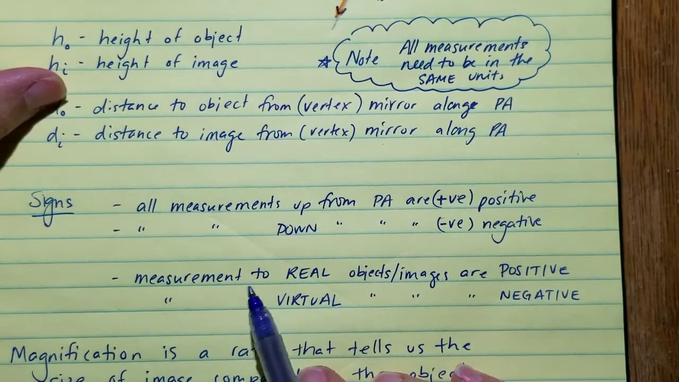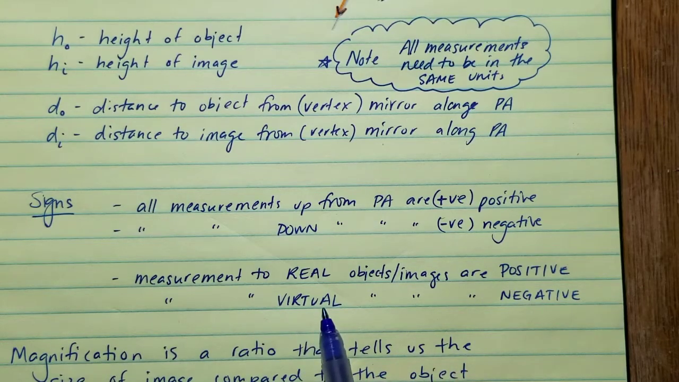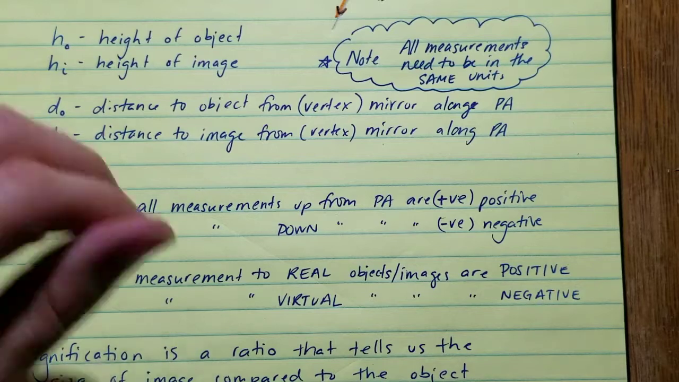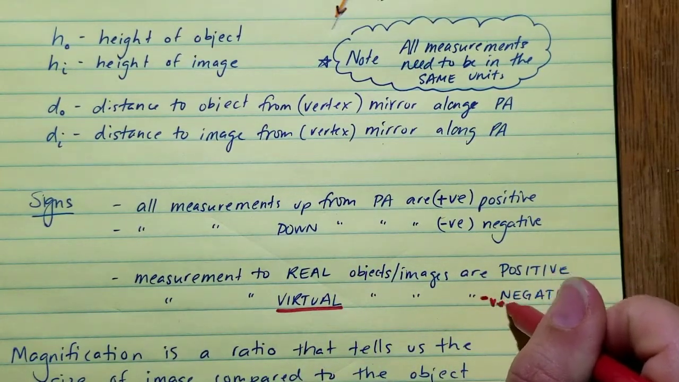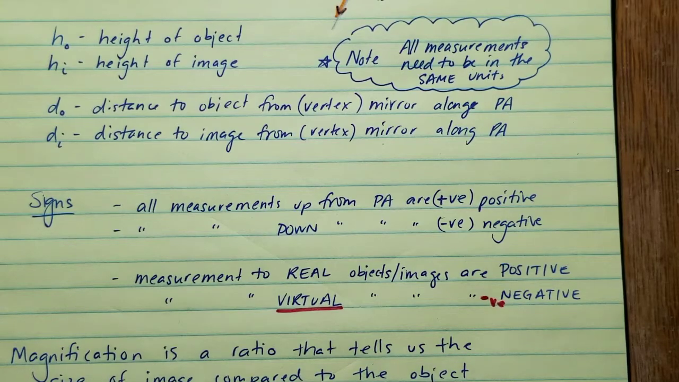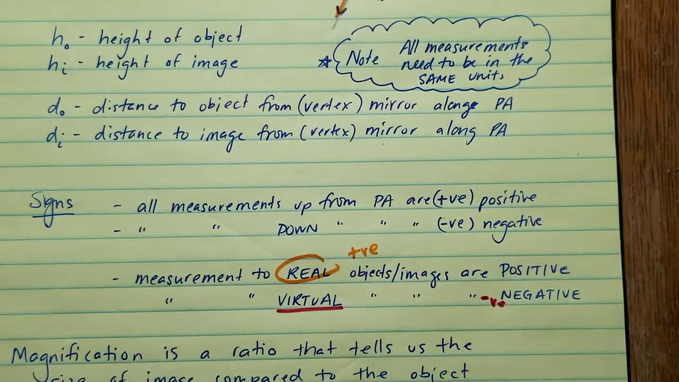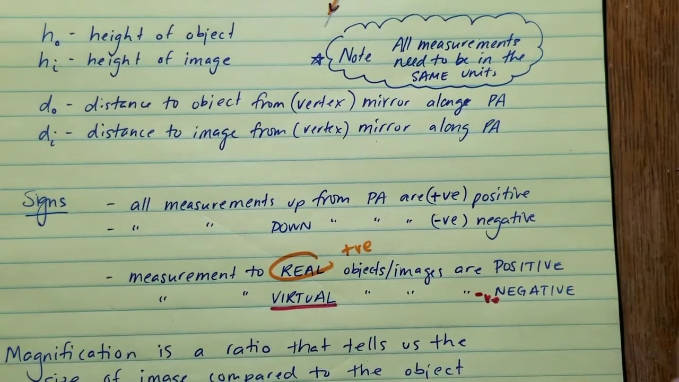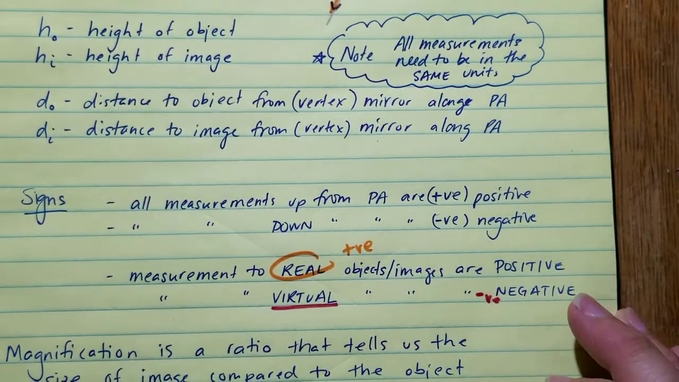Okay, so measurements to real objects are positive. Measurements to virtual objects or images are negative. Okay, so if it's virtual, it's a negative. If it is real, it's a positive measurement. So it actually doesn't really matter what direction you're measuring to, but it matters the type of object or image that you're measuring to.